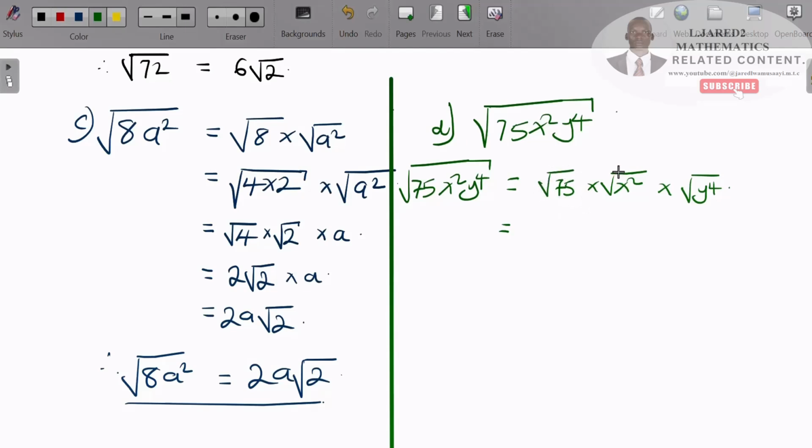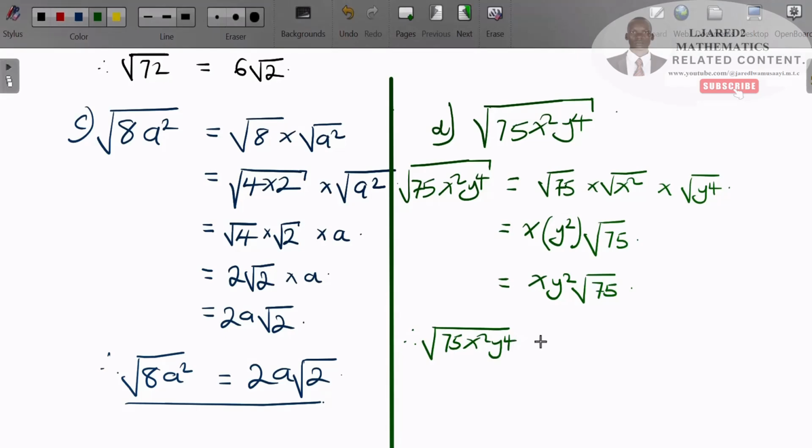But when we look at this, the square root of x squared is the same as having x, multiplied by the square root of y power 4, the same as having y squared, multiplied by the square root of 75. So this is the same as having x y squared root 75. Therefore, the square root of 75 x squared y power 4 is the same as x y squared times the square root of 75.